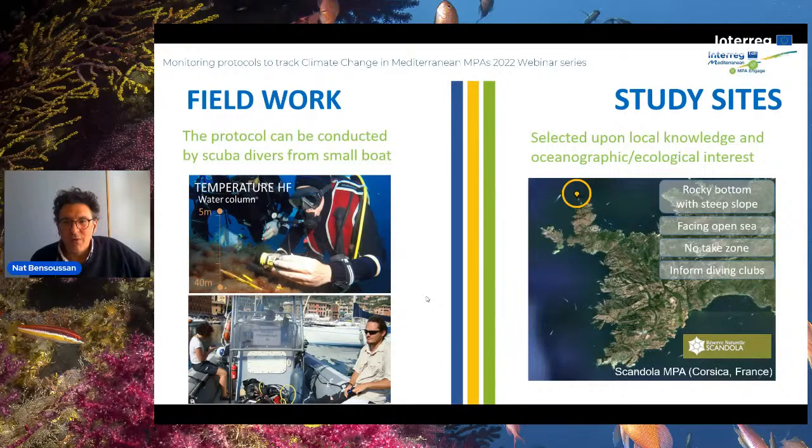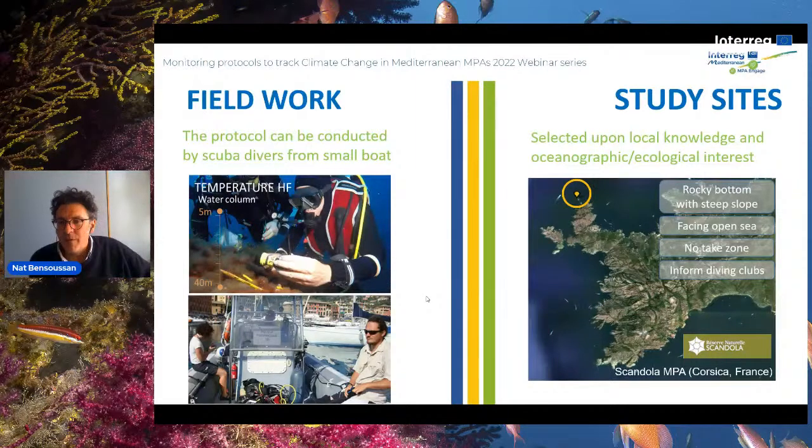The selection of the study sites will be based upon local knowledge and oceanographic or ecological interest, meaning if you have a long-term biological survey, complementing the survey with this temperature monitoring will be worth it.